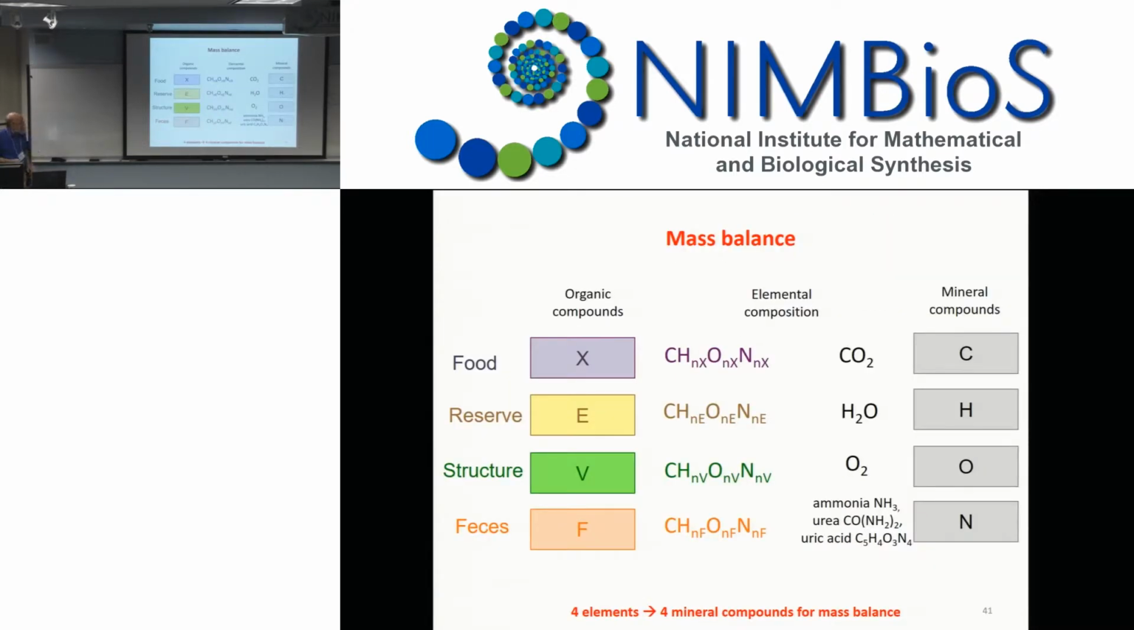And now let's write down what the formula looks like. These are each of the components. Each of them has an elemental composition. If the flows are as described by the ordinary differential equations that I've described, and we want mass balance, there are going to be mineral products that we have to assume in the model are excreted by the organism.